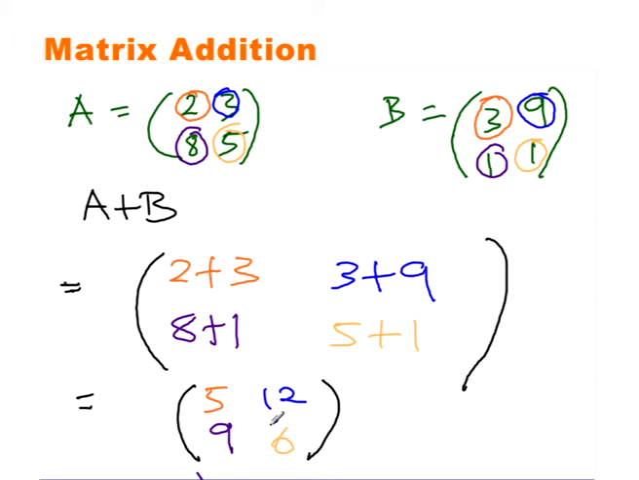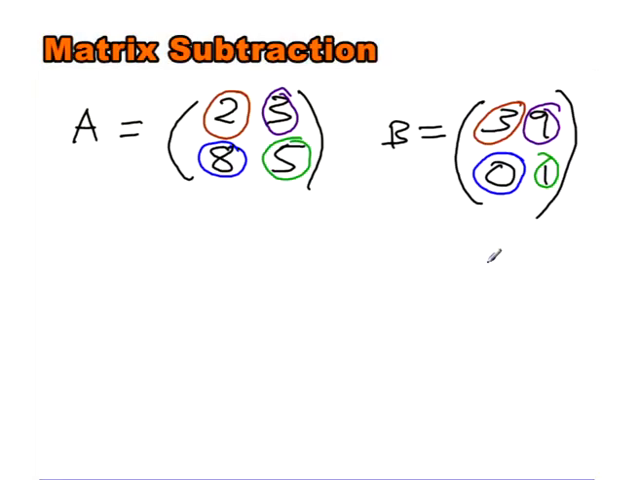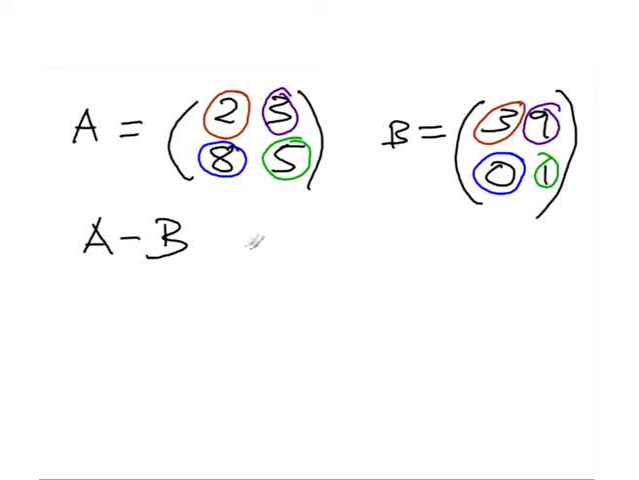Moving on, let's look at matrix subtraction. Let's calculate A minus B. Please note that all procedures are the same, but the application is different because instead of adding, now we have to subtract. Let's look at A subtract B.